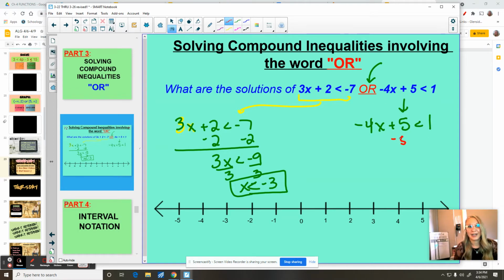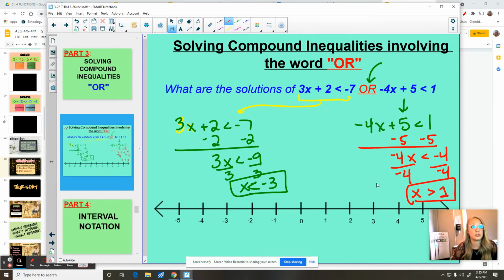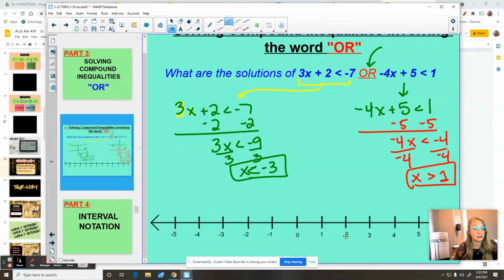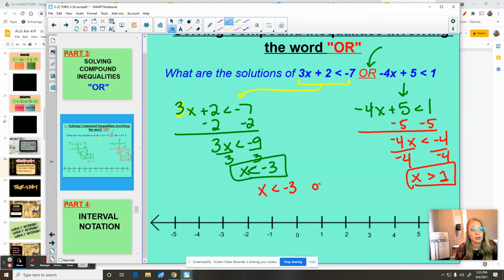Okay, so we'll subtract 5 from both sides. So we've got -4x is less than -4. Divide both sides by -4, and hopefully there's something going off in your head. When you divide an inequality by a negative number, you have to flip your sign. So when you do that, it turns into x is greater than 1. So your final answer, if we write it nicely, is x is less than -3 or x is greater than 1.